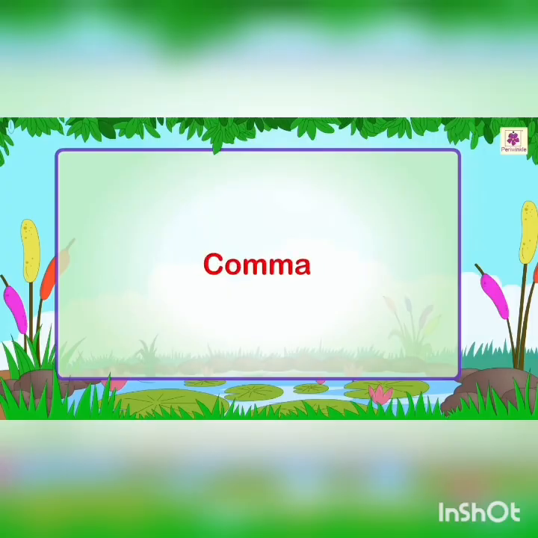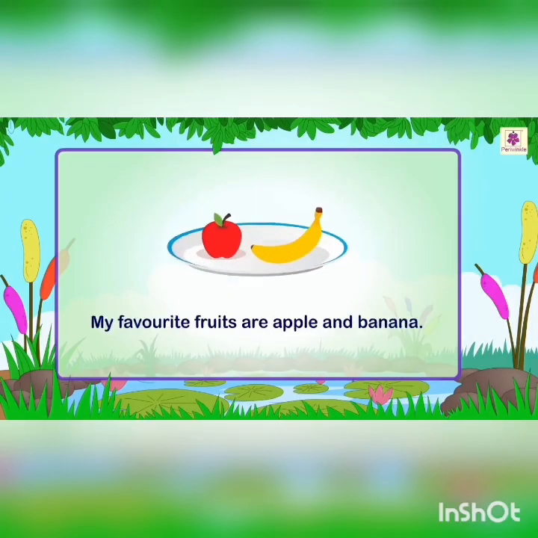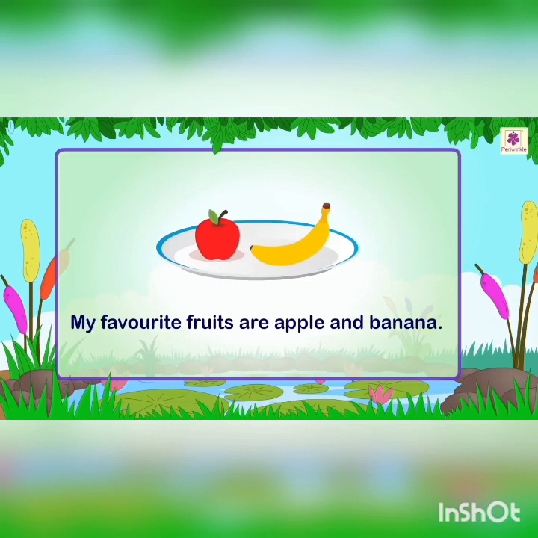So, let's understand the comma. So, look at this example first. My favorite fruits are apple and banana. So, dear students, in this sentence, there are only two items, that is apple and banana. So, we are using and to separate these two items.